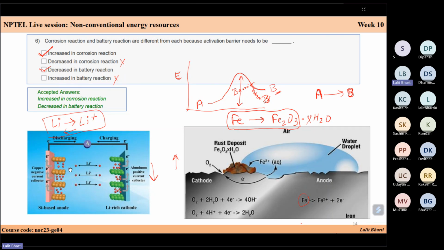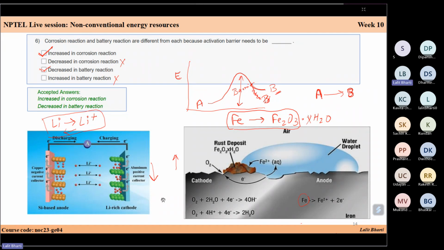But in case of batteries, we don't want the corrosion reaction to occur. That is why sometimes when we report batteries, we also show the corrosion reaction and show that the corrosion reactions are very low in the batteries. That is why our batteries are good. In our lab, we have reported that the corrosion reactions are very slow for our electrodes, meaning your electrodes are safe and the lifetimes are very high.